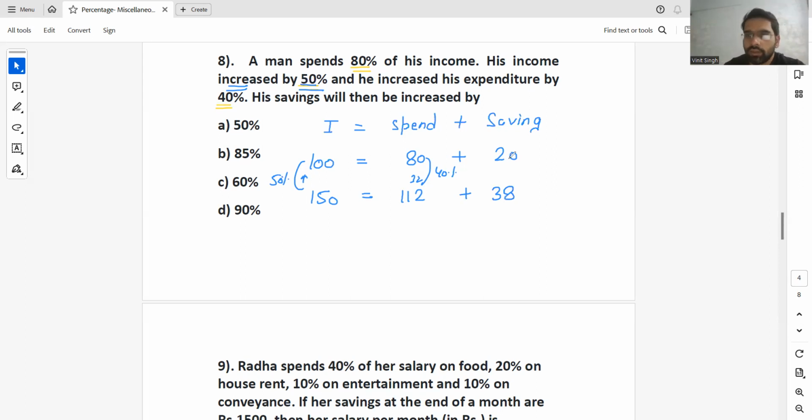Initial saving is 20, final saving is 38. How much did it increase? 18. In percentage, 18 upon 20 into 100, which is equal to 90%. So the saving will increase by 90%. Now, question number 9.